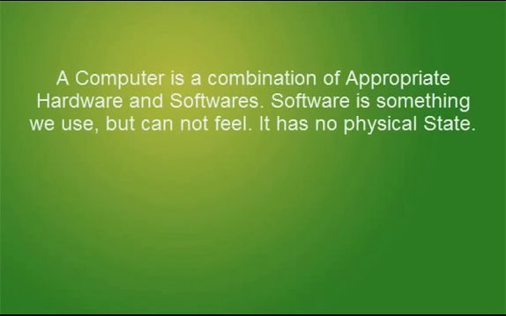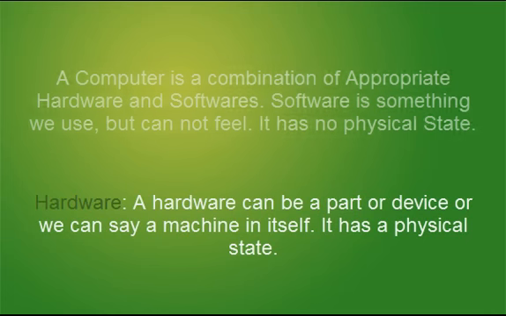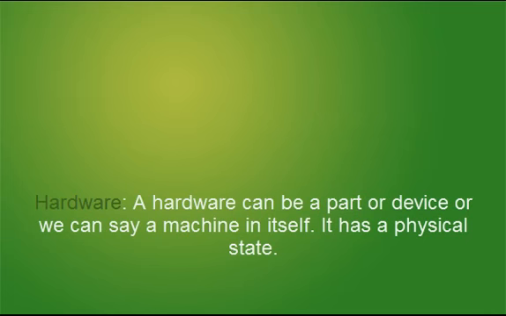A computer is a combination of appropriate hardware and software. A software is something we use but cannot feel. It has no physical state. And a hardware can be a part or a physical device. We can say a machine in itself, and it has a physical state.